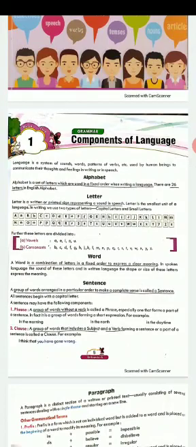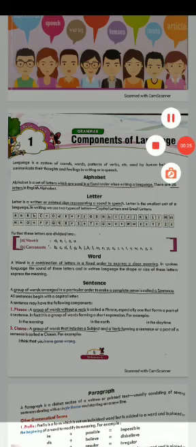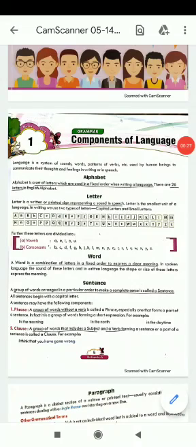The first chapter is about components of language. So what is a language? Language is a system of sounds, words, patterns of verbs or maybe other things which is used by human beings to communicate.